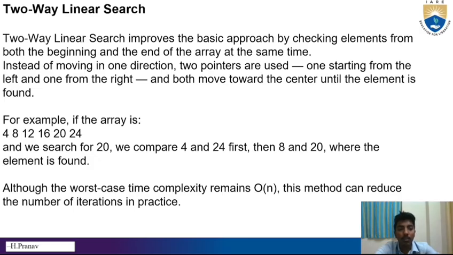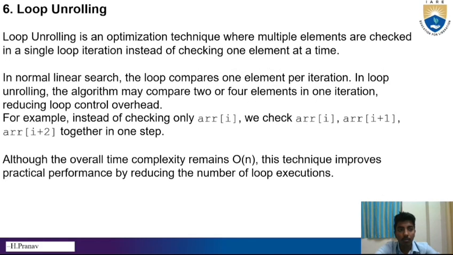For example, if the array is 4, 8, 12, 16, 20, 24, and we search for the element 20, we compare 4 and 24, then 8 and 20, where the element is found. In this also, although the worst case time complexity remains the same, this method can reduce the number of iterations in practice. So this two-way linear search reduces the number of iterations.